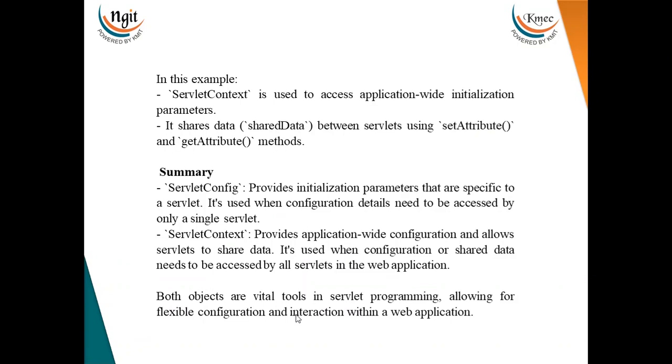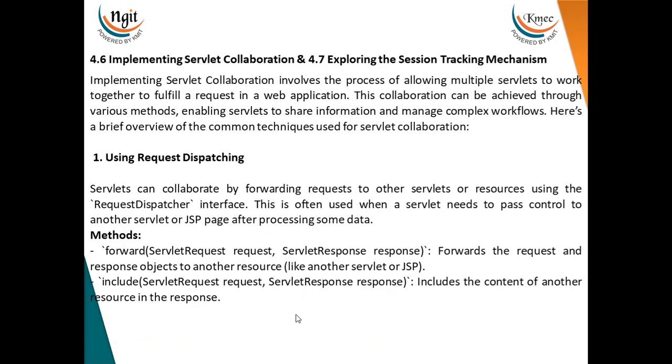In this example, if you see, ServletContext is used to access application-wide initialization parameters. It shares the data between servlets using setAttribute and getAttribute methods. ServletConfig is for initialization parameters that are specific to the servlet, while ServletContext is for global parameters, which provides application-wide configuration and allows servlets to share the data. Both objects are vital tools in servlet programming, allowing for flexible configuration and interaction with web applications.